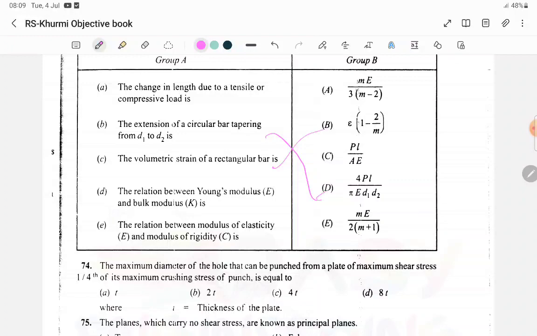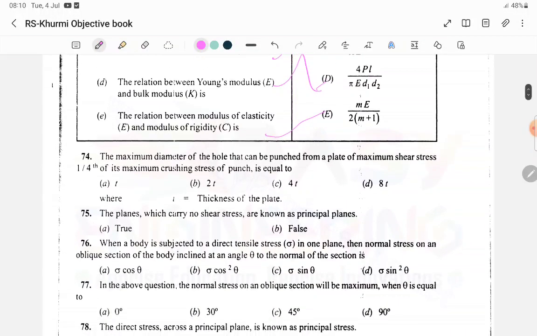Next, the relation between E and K: E and K is equal to 1 minus 2 mu. The relation between E and G is 1 plus mu. Change in length due to tensile or compressive load is PL by AE. So like this you can get the answers.